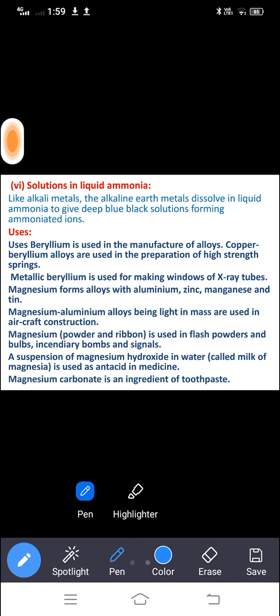And magnesium forms alloys with aluminum, zinc, manganese and tin. The magnesium aluminum alloy is light in mass, so it is used in aircraft construction.